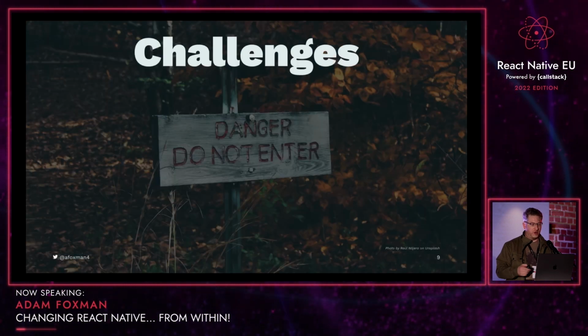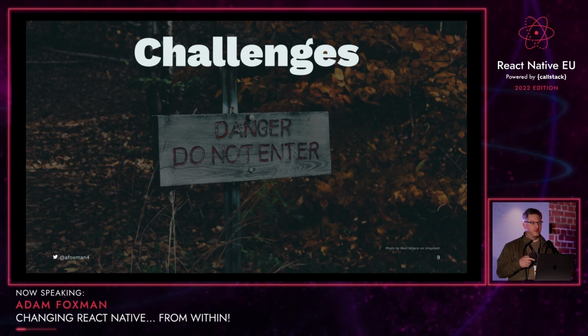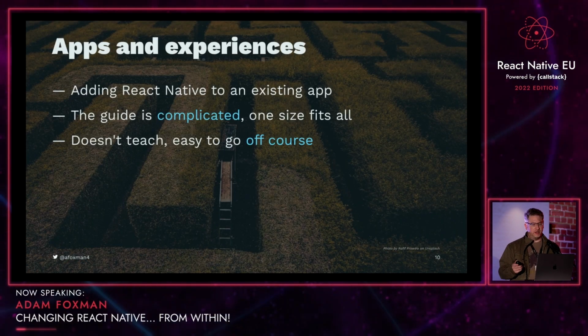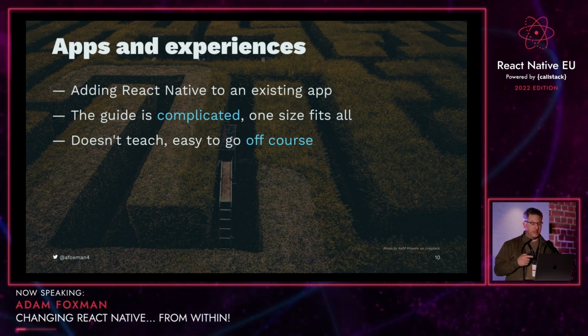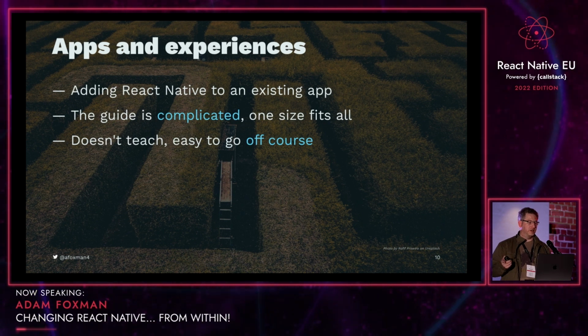But what are the specific challenges that need to be addressed, right, in this space to really see this vision come to fruition? Like, what are the things that we're working towards fixing specifically? On the apps and experiences front, adding React Native to an existing app, that's a lot of what we do. That's really hard to do.